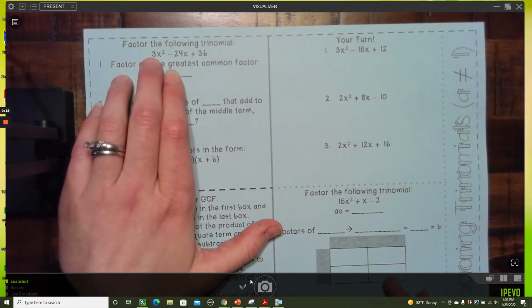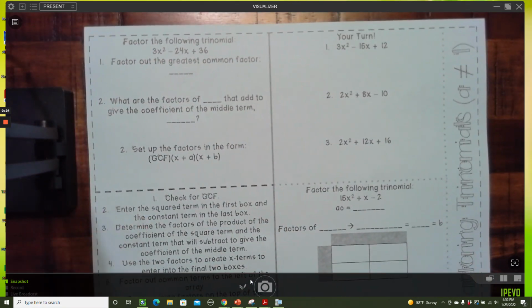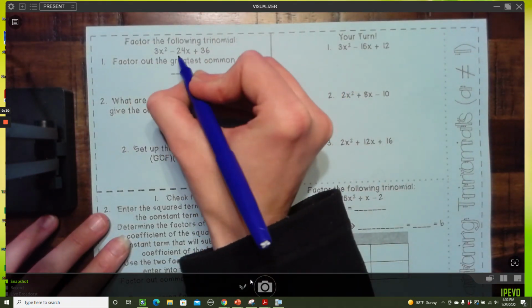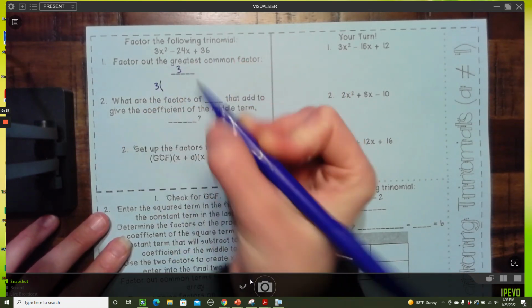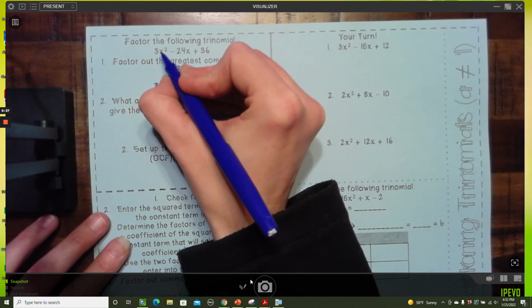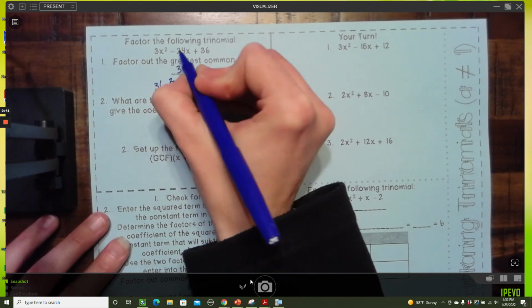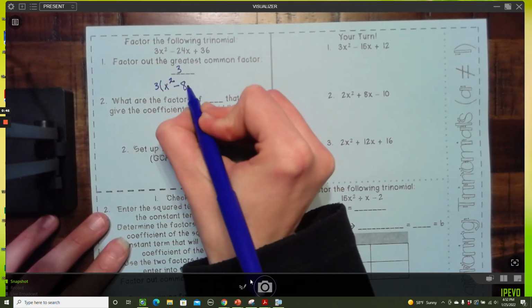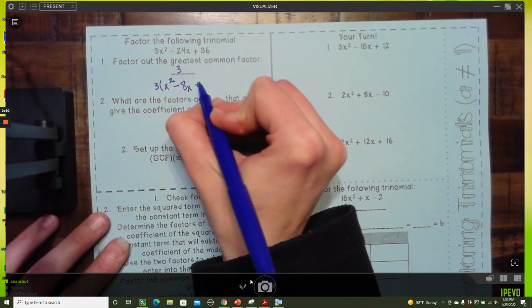We can see here right in front of the x, we don't have a 1, so we have to use different methods. What we can do is find a common factor. Here we do have a common factor of 3, so I can divide each term by 3. 3x squared divided by 3 gives me x squared. Negative 24 divided by 3 gives me a negative 8x. And then 36 divided by 3 gives me a positive 12.